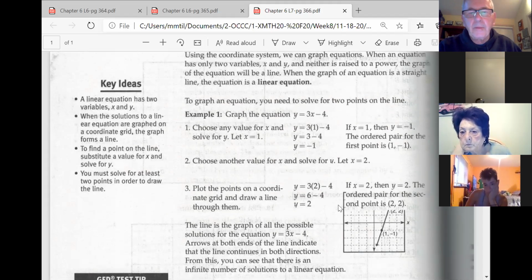What are they doing here? Plot. So this 3x minus 4 is defined as this line right down here, where it crosses the y-axis at minus 4, and it has a slope of 3. In other words, it goes up 3 and over 1.